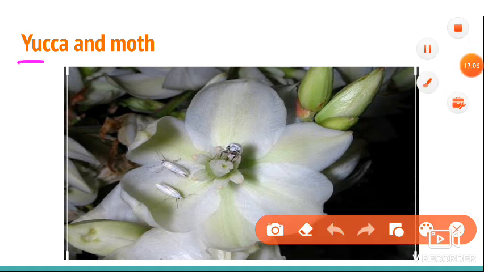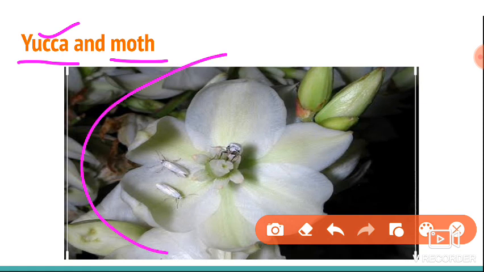These are also two examples. Yucca is a plant, moth is an insect. Here in the yucca plant, the inflorescence is present in a cluster. Enormous flowers unite to form a cluster of flowers, the inflorescence. And the diagram is showing the yucca plant flower.